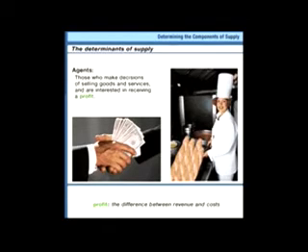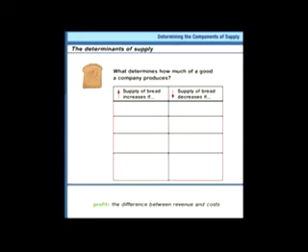Let's look then at some of those factors, because they turn out to be the determinants of supply. Think about the market for bread. What are the determinants then of the profitability of a company that might want to sell bread? What are the factors that are going to influence how much bread they are profitably able to offer for sale?